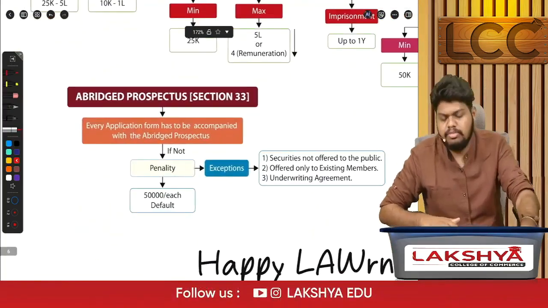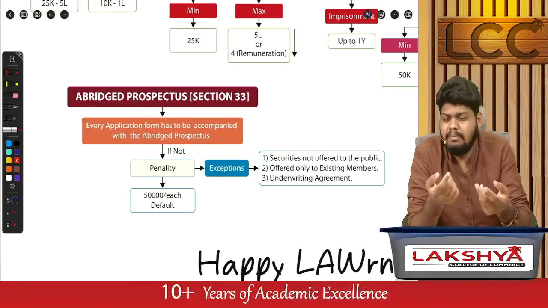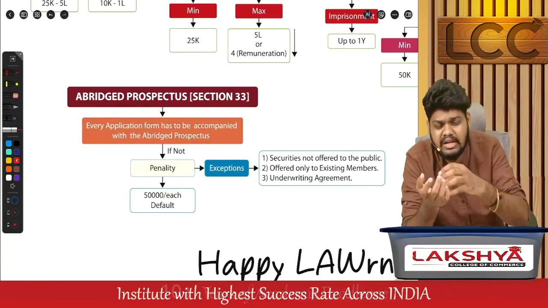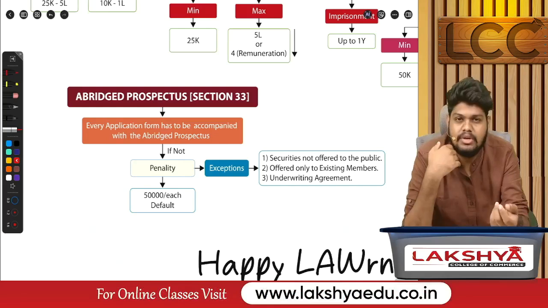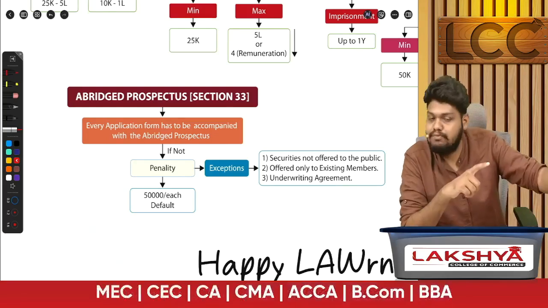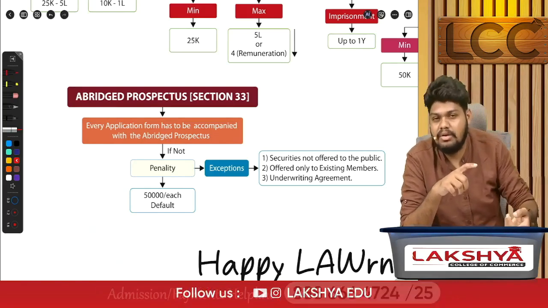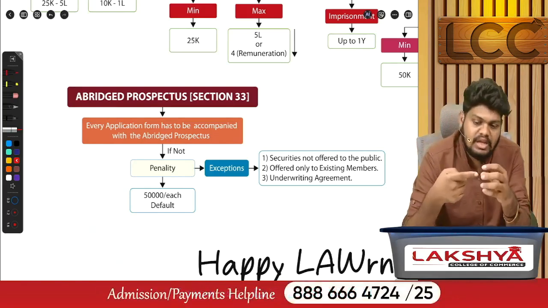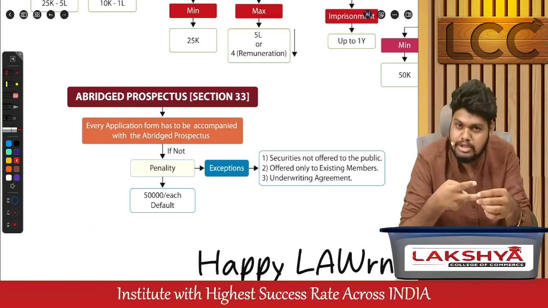Then for the last couple of sections, let's complete 33 first. What is 33? Abridged prospectus. The concept of abridged prospectus is simple. The Companies Act states that whenever you are inviting people for subscription of securities, along with the application form you send them, you must always accompany another document called the abridged prospectus.